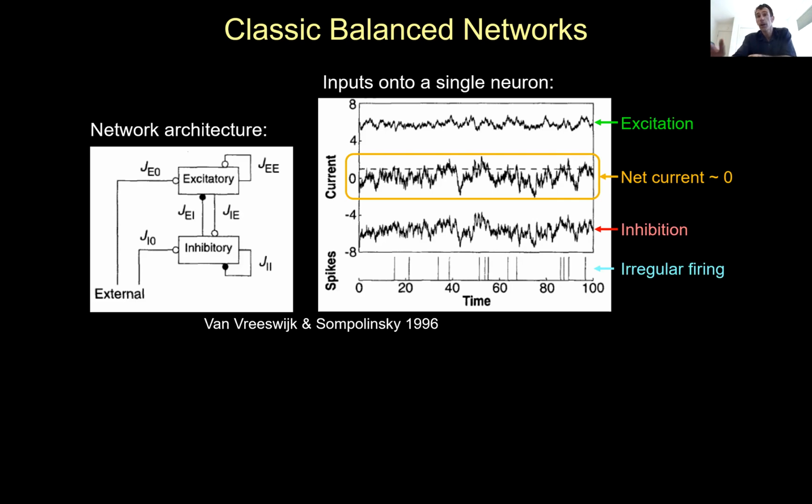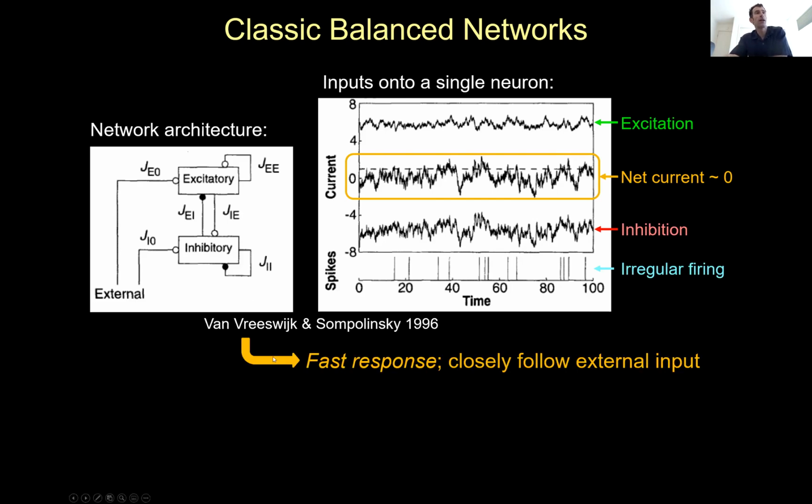But from the point of view of talking about slow timescale persistent activity, these networks, they went on to show, have a very fast response. They said an advantage of them is that they could very quickly and closely follow external inputs. But this means if an external input turns off, these networks would quickly turn off. That is to say, they're not good for memory storage.